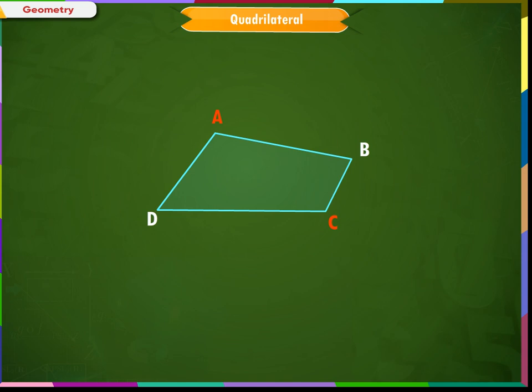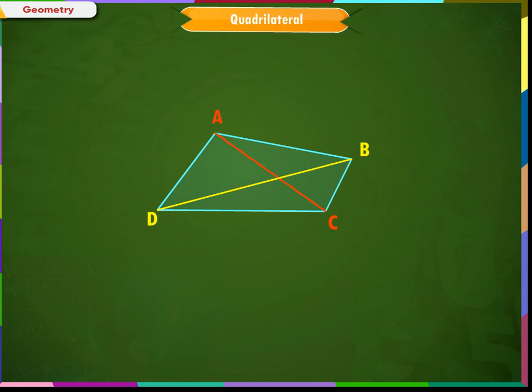Quadrilaterals have 2 pairs of opposite vertices. One pair of opposite vertices are vertex A and C. The other pair of opposite vertices are vertex D and B. If we join the opposite vertices A and C, we get a diagonal of the quadrilateral. Similarly, joining D and B, we get another diagonal of the quadrilateral. Thus, a quadrilateral has 2 diagonals.